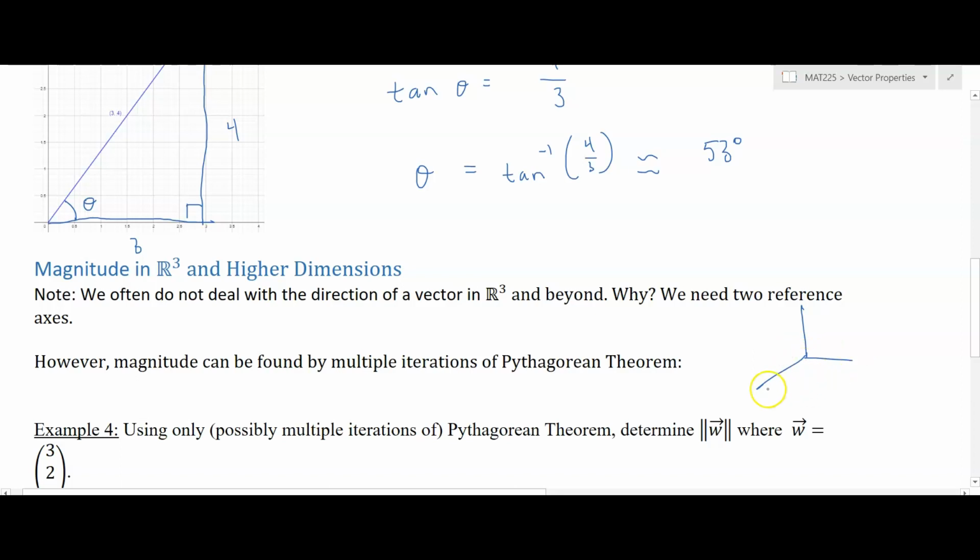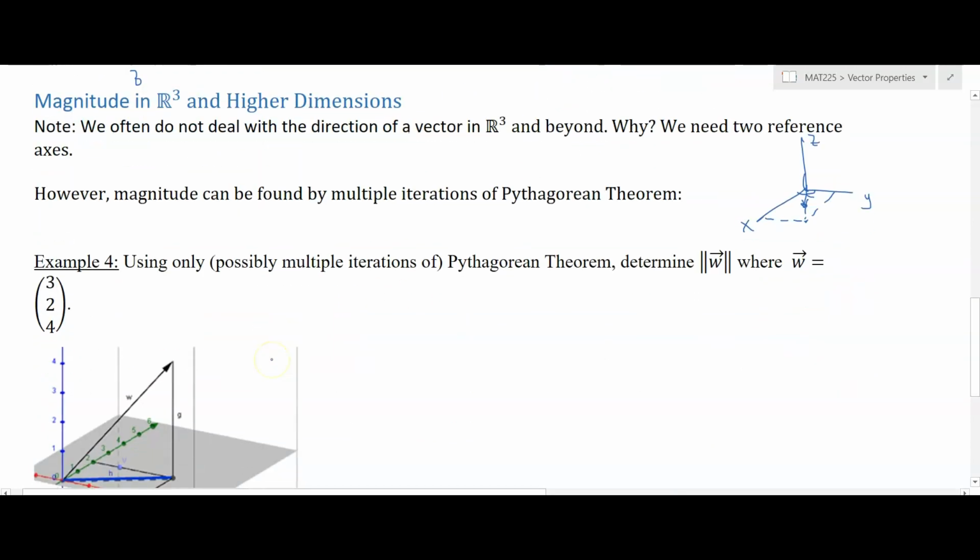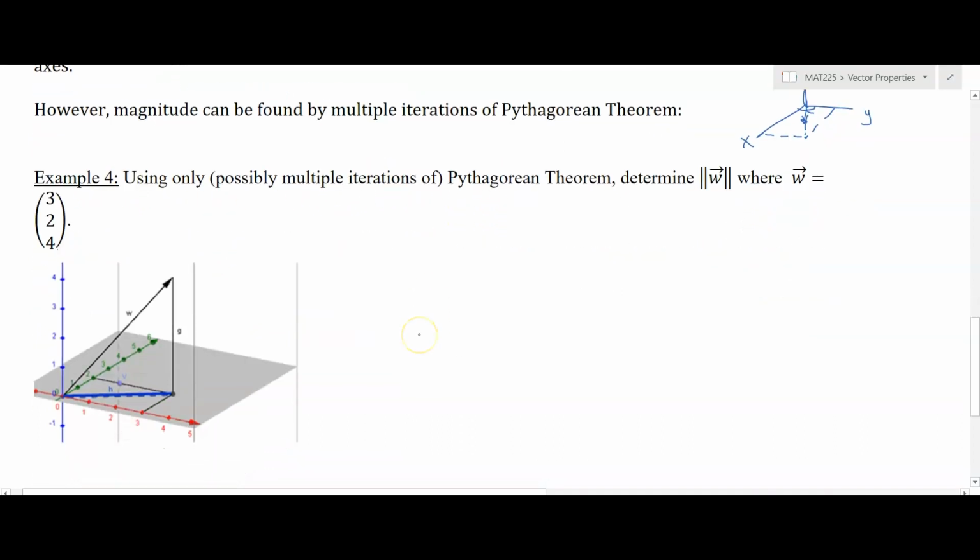So if this is a vector somewhere in here, and that's its corresponding height, then what angle are you measuring? Are you measuring this angle, the angle between the vector and the xy plane? Or are you going to measure this angle, which is the angle between the vector and the x-axis? Or are you going to measure this angle over here, which is relative to the y-axis? Or do you even want to measure the vertical angle relative to the z-axis? So there's lots of choices, and if we don't have to, we're not going to worry about that angle in 3 dimensions. Now, magnitude can be found by multiple iterations of Pythagorean theorem.